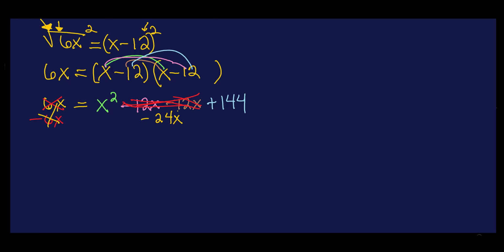And that's going to give us 18x. Oh, that's negative. I said 18x. Oh my lord, y'all don't listen to me. That is not going to be 18, that's going to be negative 30x. Negative 24x minus 6x is going to give us negative 30x. All right, so plus 144.